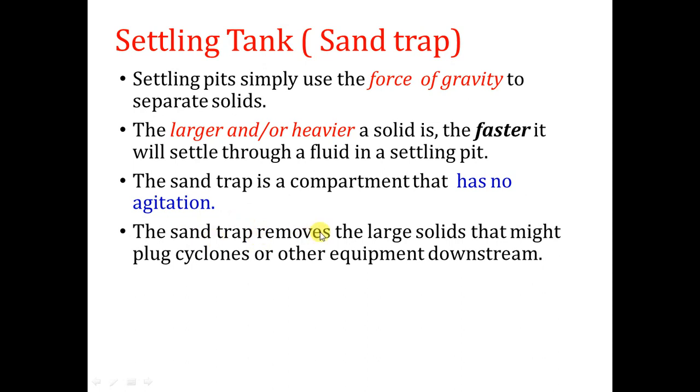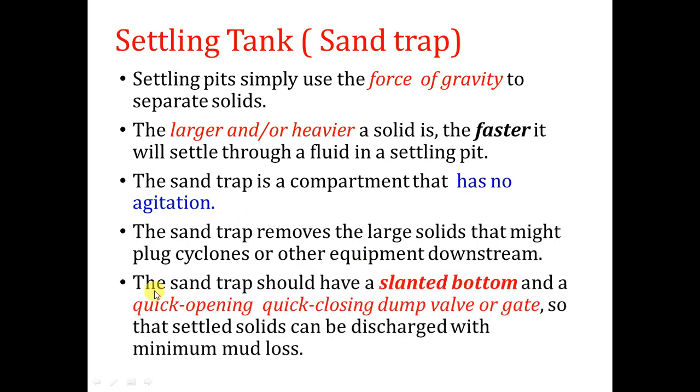Number four, the sand trap removes the larger solids that might block cyclones or hydrocyclones or other equipment downstream. And finally, a very important point in the settling tank, take care of it: the sand trap should have a slanted bottom. Slanted means inclined, okay? A slanted bottom and a quick opening, quick closing dump valve or gate so that the settled solids can be discharged with minimum mud losses.